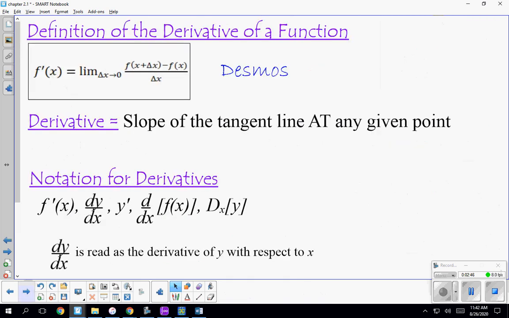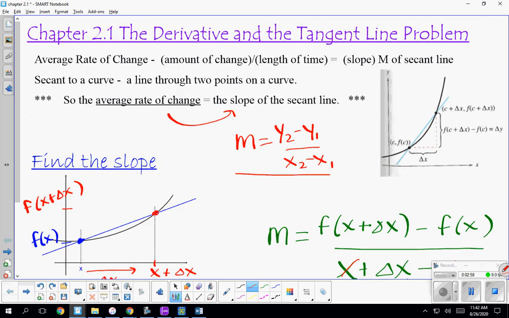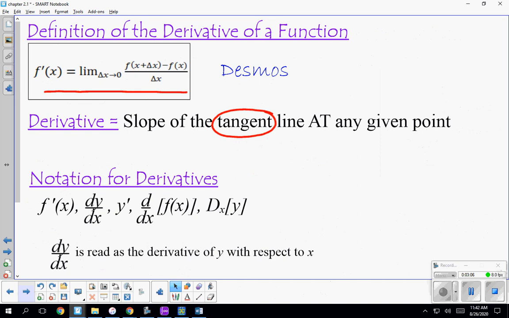Okay, so when we talk about a derivative, we have this really big, ugly formula. The derivative is the slope of now a tangent line. In the past, we've always dealt with secants. A secant line is going to cross at 2 points. A tangent line would cross at 1 point. And so let's look to see where this formula comes from.